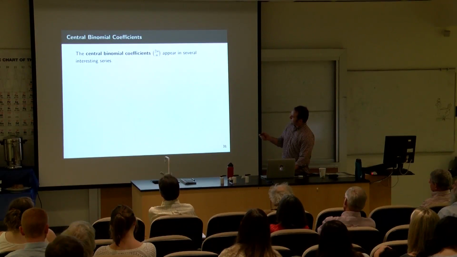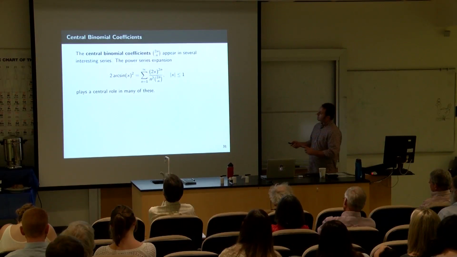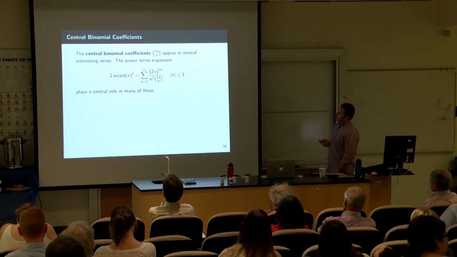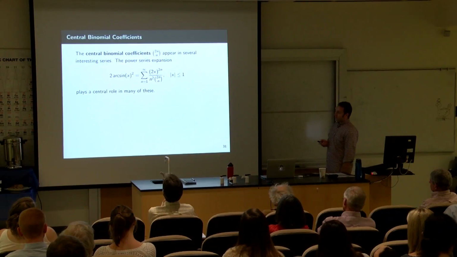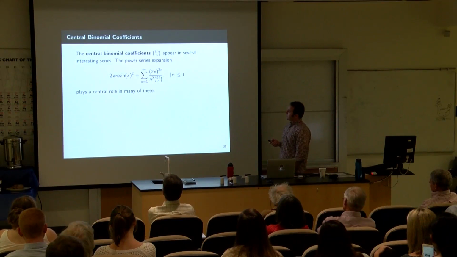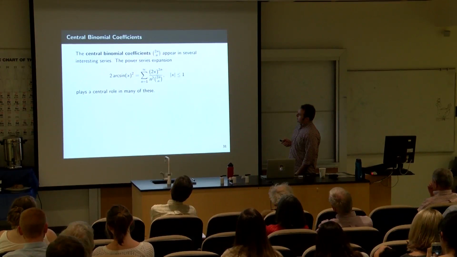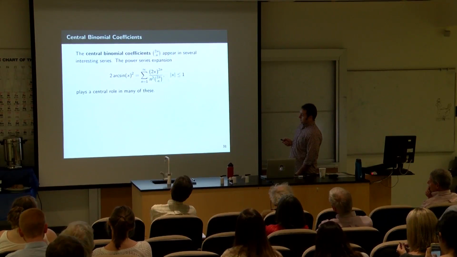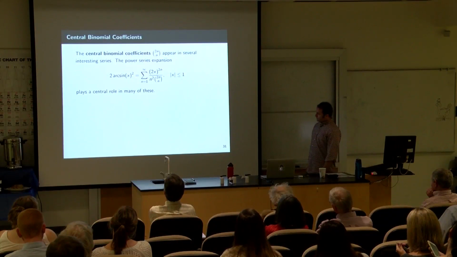So these central binomial coefficients appear a lot, and one reason is this power series expansion right here for 2 times arcsine of x, squared. This is probably one you don't learn in calculus. It's 2x to the 2n power over n squared, 2n choose n in the denominator. And this converges for x less than or equal to 1 in absolute value.